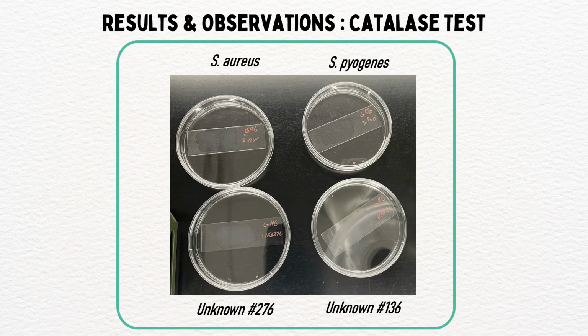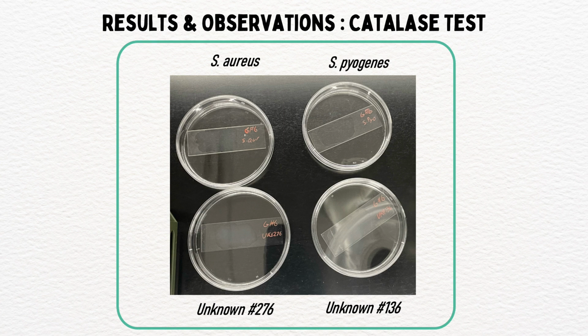So now moving on to our results and observations for the catalase test. We're going to first start off with Staphylococcus aureus. In this observation, we noticed that there was an immediate bubbling after adding hydrogen peroxide, which resulted in a positive test. We could then interpret this as meaning that there is a presence of catalase enzyme, which basically breaks down hydrogen peroxide into water and oxygen, hence the reason why there's bubbling.